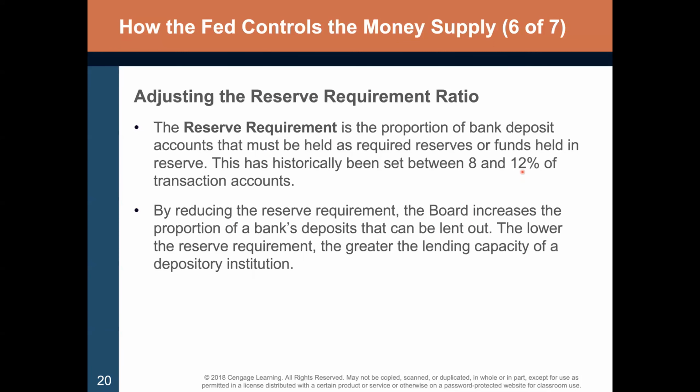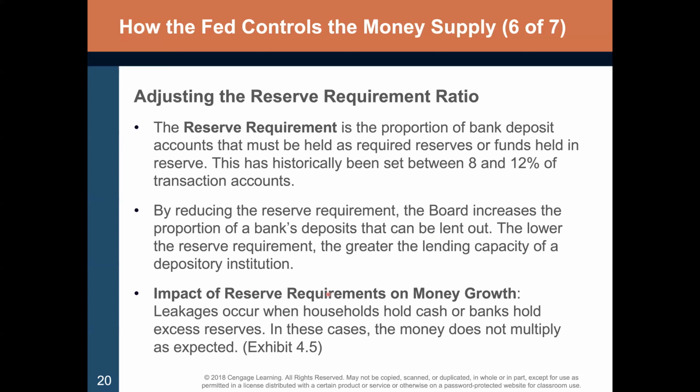So if it was currently sitting at 12 and then they decided to adjust the reserve requirement down to 8%, that 4%, now the bank doesn't have to hold it in reserve, they can now lend it out. And the lower the reserve requirement, the greater the lending capacity of a depository institution.